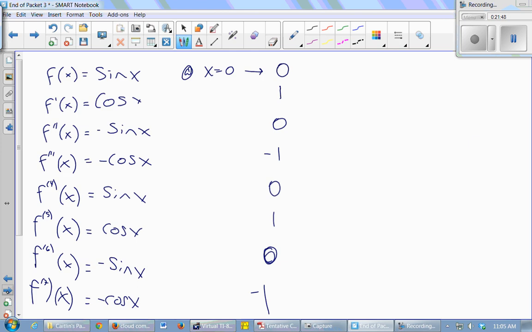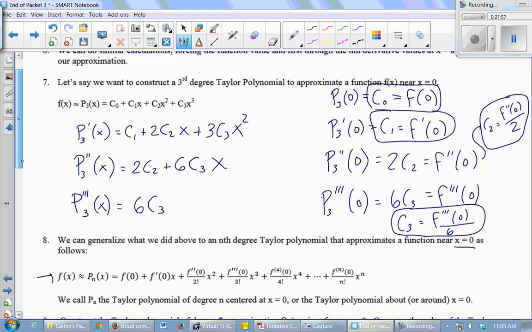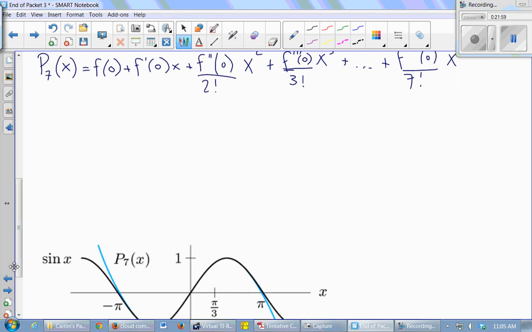Were people still copying? Sorry. Okay, so we're going to go back to the previous page. f of 0 is 0, so I replace f of 0 with 0. f prime of 0 was 1, so I replace that with a 1, and I still have the x there. f double prime of 0 is 0, so that whole term drops out.